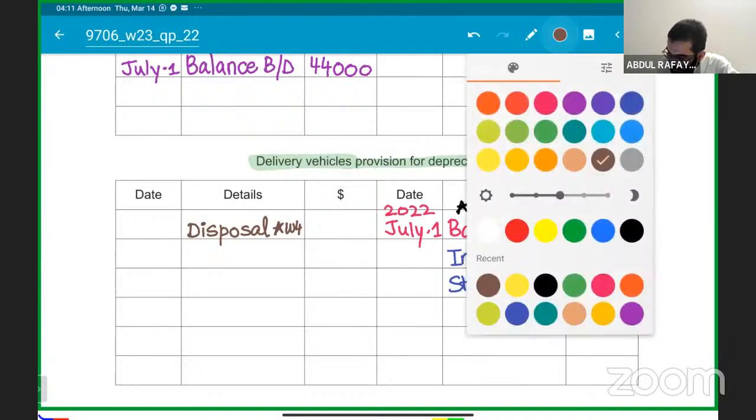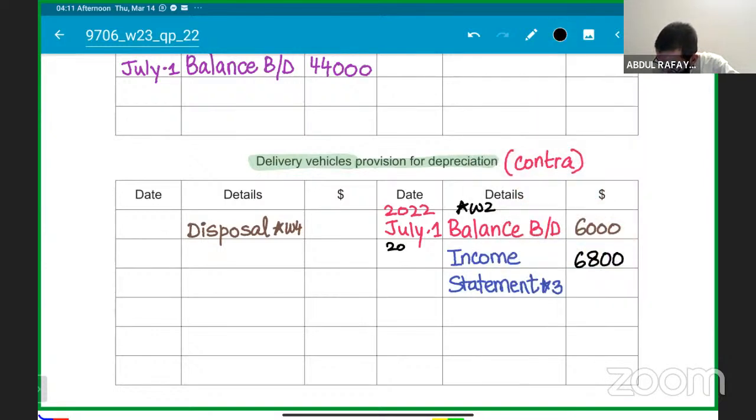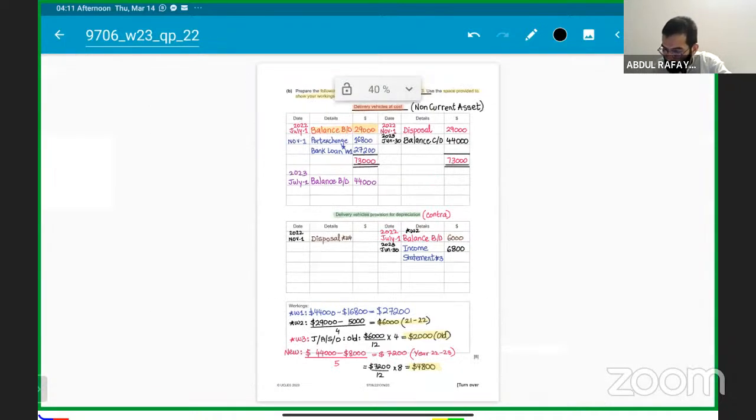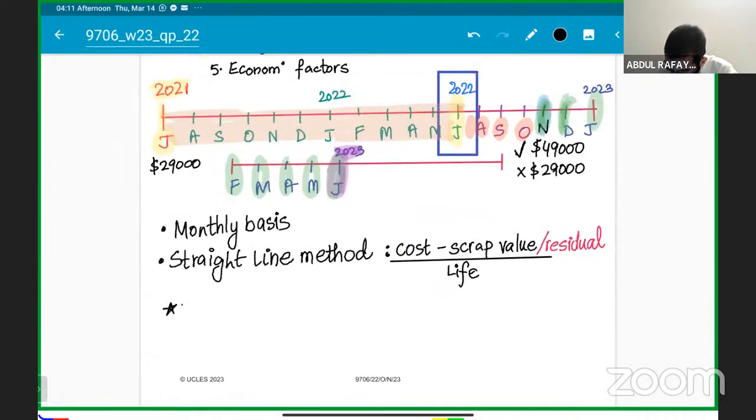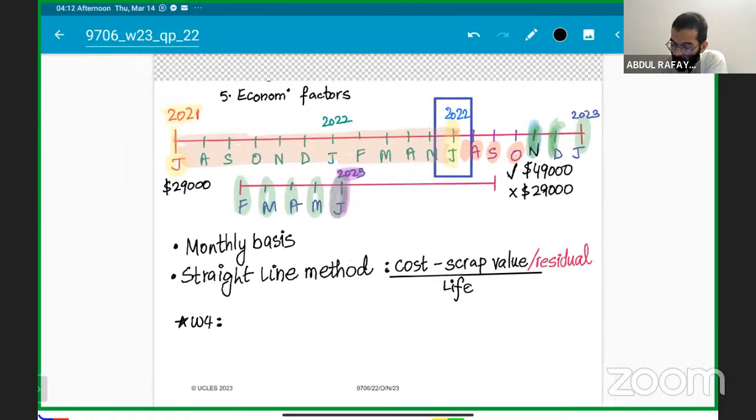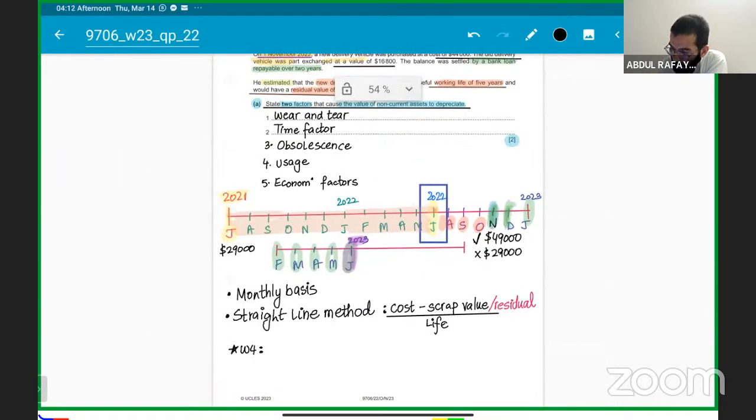And this is all done at the end of 2023, June 30th, and this will be done on 1st November because we are disposing on 1st November 2022. So the disposal value will be, because this is working number 4 here. Okay, students, so working number 4, that is the disposal value. The disposal value will be, sir, what? The whole depreciation for the old vehicle.